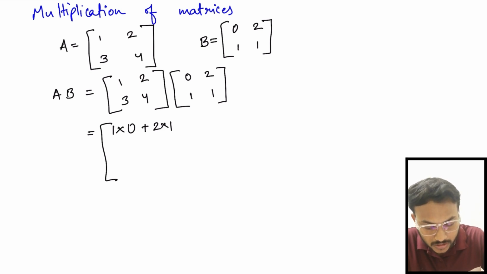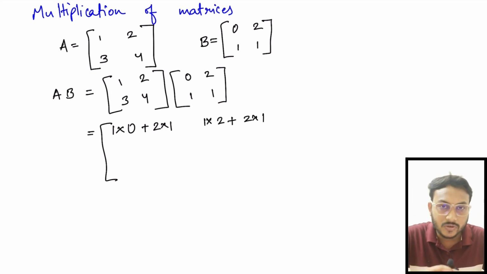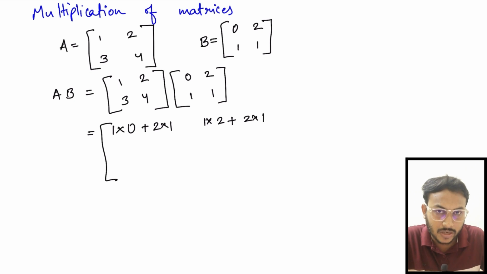So 1 into 2 plus 2 into 1. So 1 into 2 plus 2 into 1. So we have to go through rows and columns.